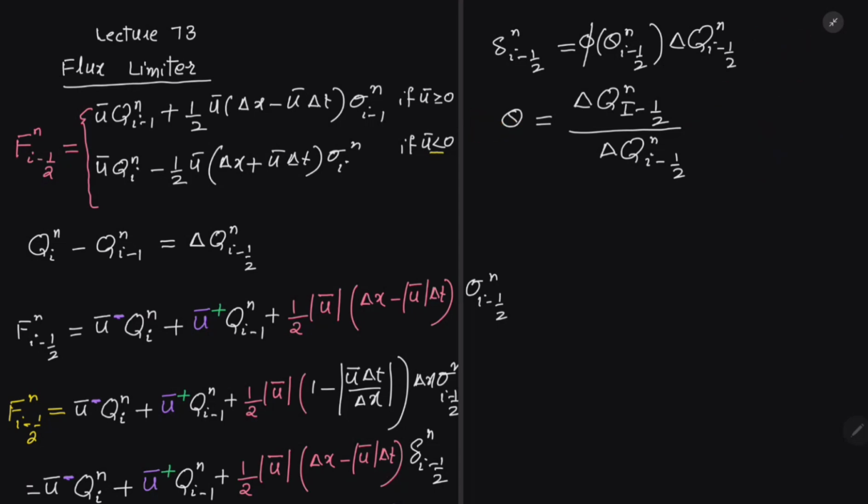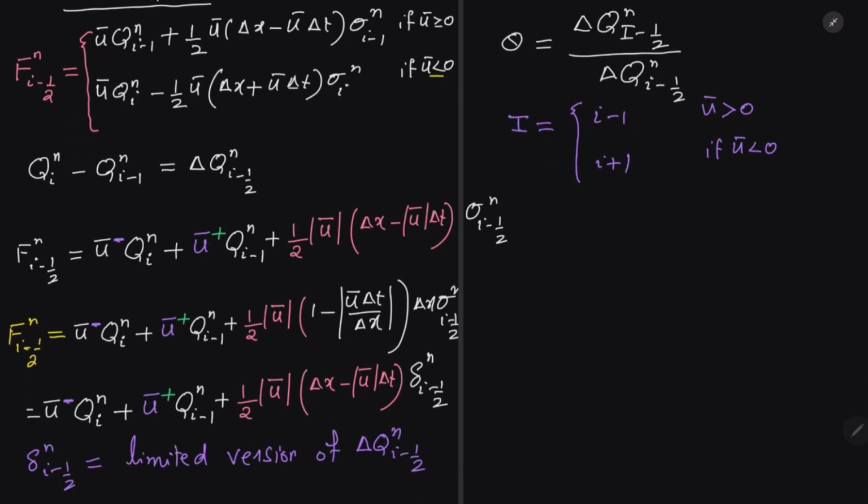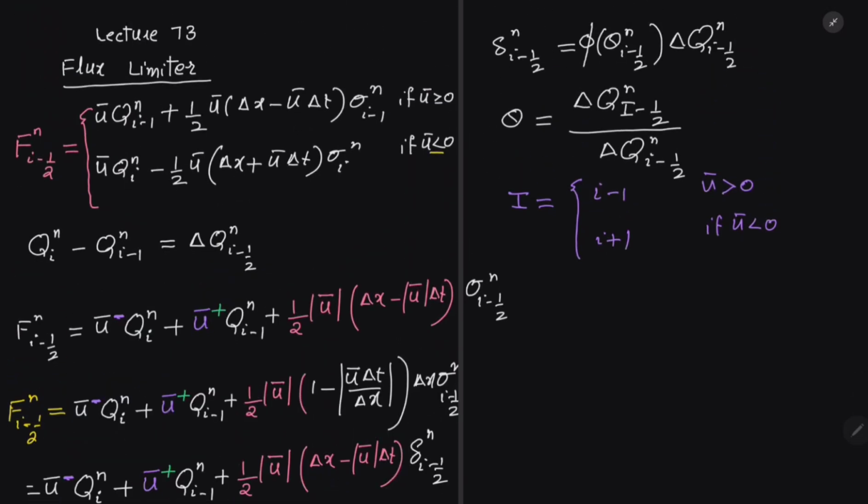The value of I depends on whether U bar is greater than 0, then we have I minus 1. If U bar is less than 0, then we have I plus 1 over here. So that's what we did for the formulation of flux limiters. When you practice it, it's a new thing. If it is new for you, you can just practice and check things online as well, maybe some other videos. You will understand it completely.